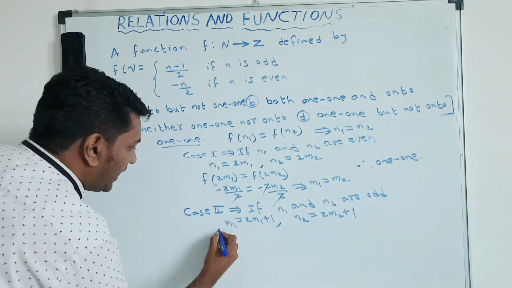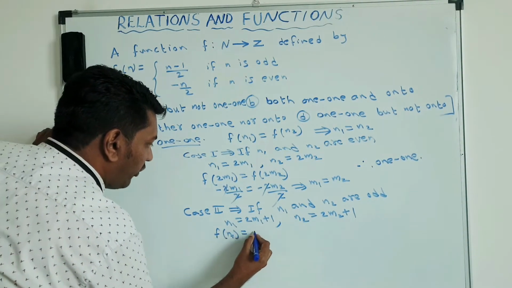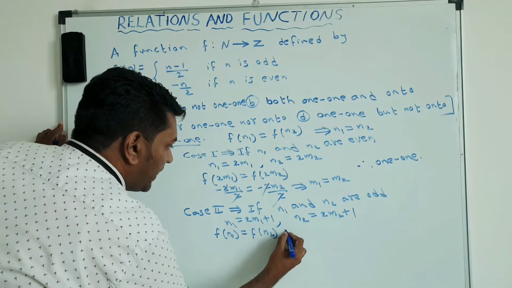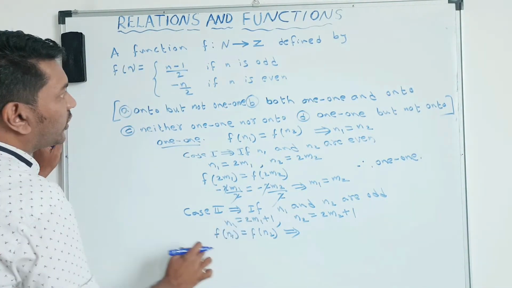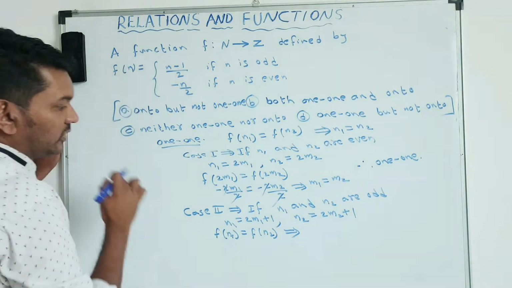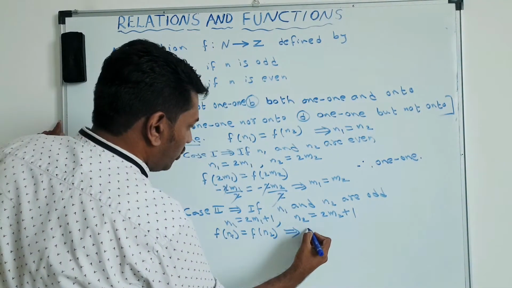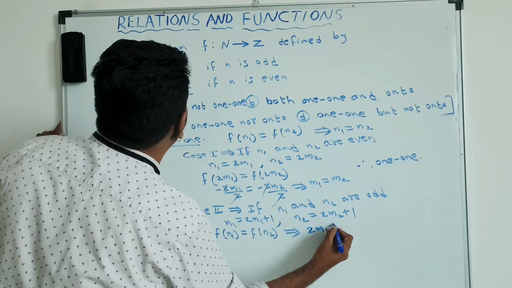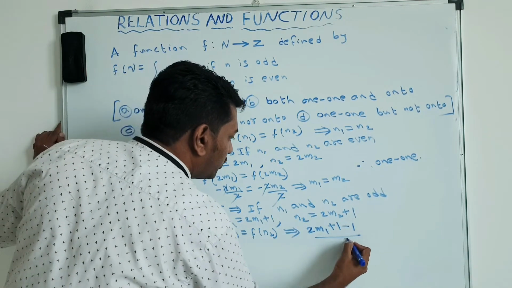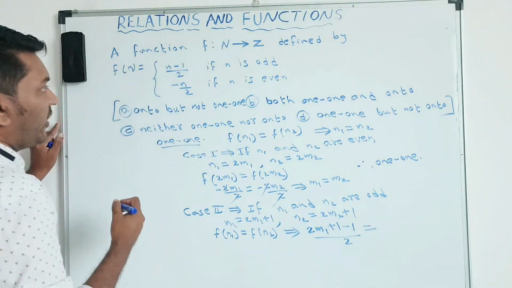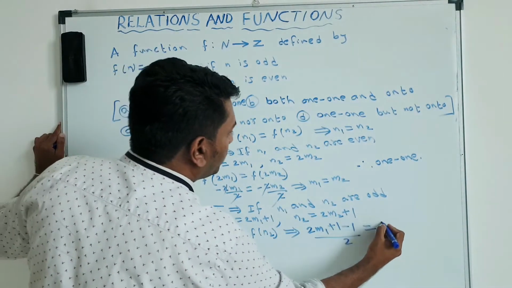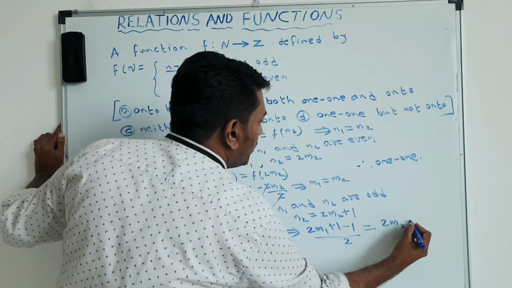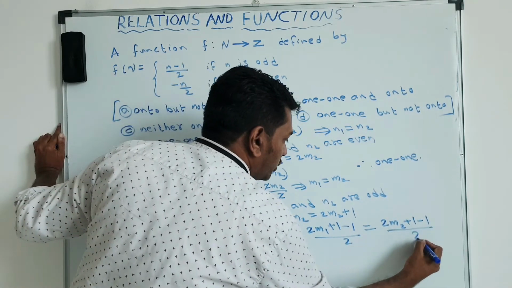So f of n1 equals f of n2. f of n1 means 2m1 plus 1. It is odd, so I have to substitute it here. So f of n1 means 2m1 plus 1 minus 1 by 2 equals f of n2, where n2 is 2m2 plus 1, so substitute n as 2m2 plus 1. So 2m2 plus 1 minus 1 by 2.